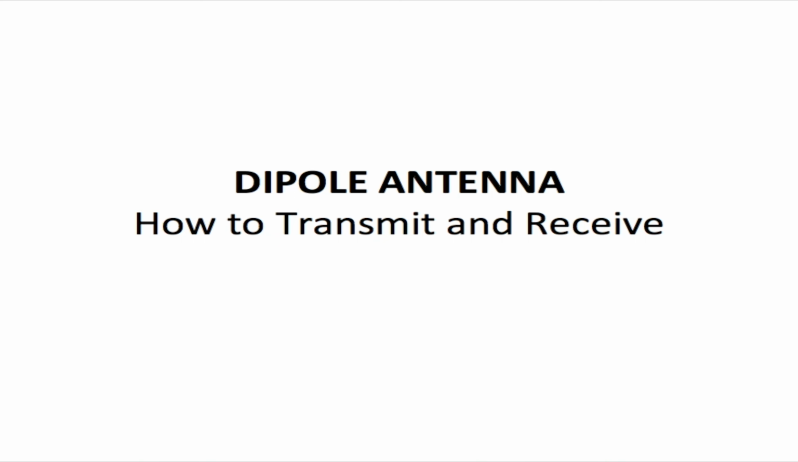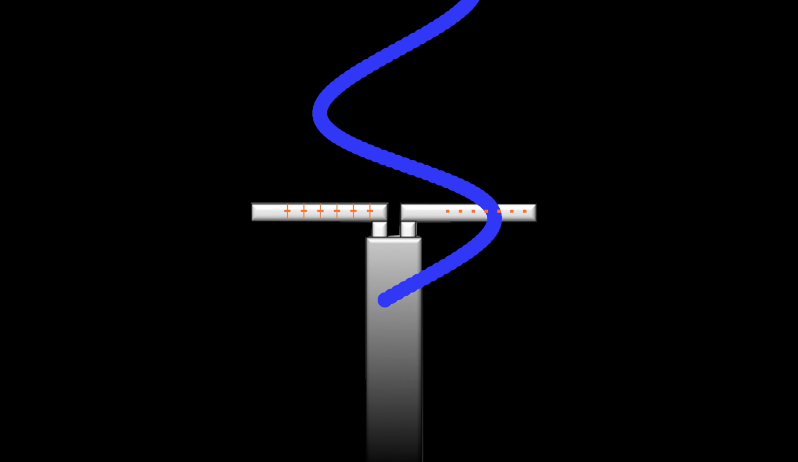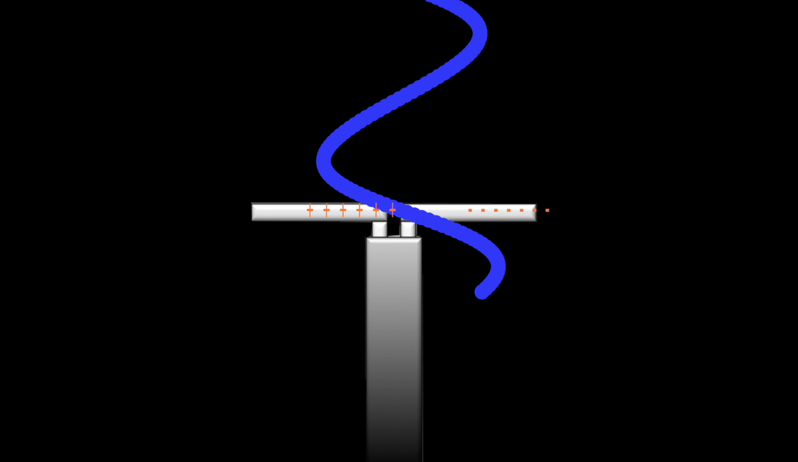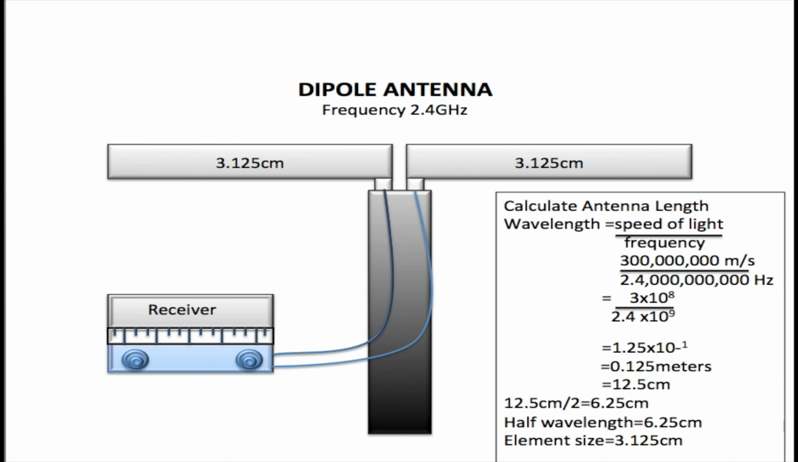Hello, this is Trevor from Telecom Training, and today we're going to be designing a dipole antenna to be used for transmitting or for receiving. In our example, we are using a dipole antenna with a frequency of 2.4 gigahertz. This frequency is generally used for Wi-Fi.